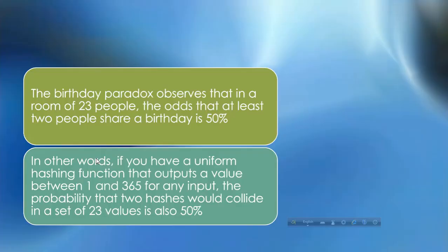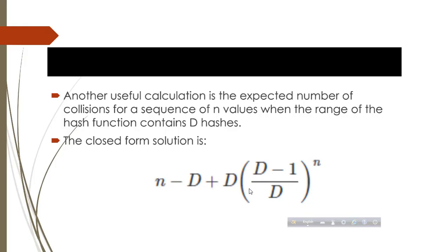The birthday paradox is observed in a room of 23 people. Here is another example. The odds that at least two people share a birthday is 50%. In other words, this is like a uniform hashing function that outputs a value between 1 and 365. Another useful calculation is the expected number of collisions for a sequence of n values when the range of the hash function contains d hashes.